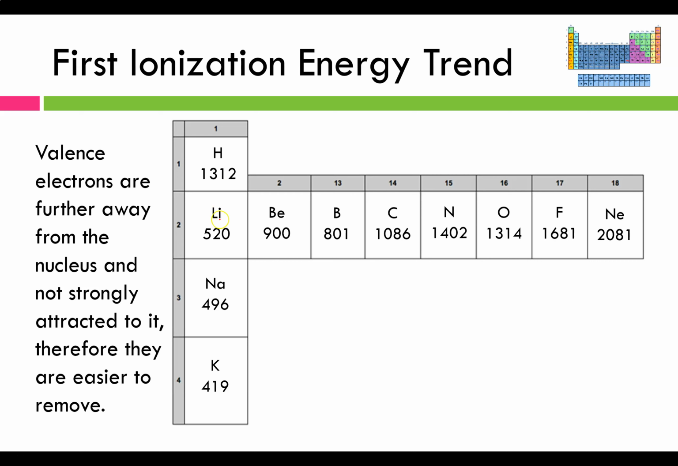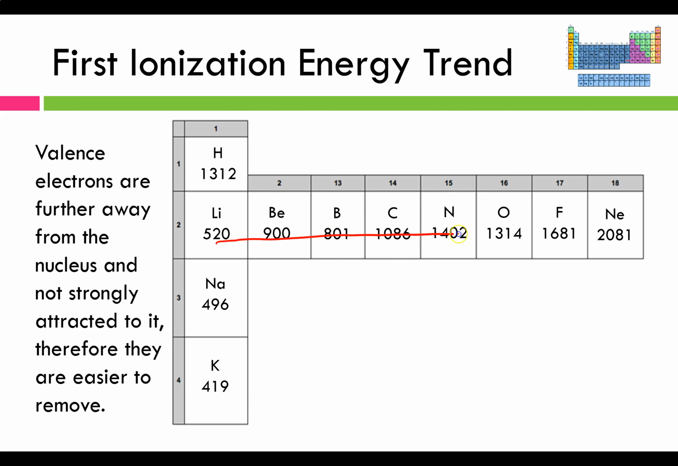We know as we go down a group, atomic radius increases. So those valence electrons are further and further away from the nucleus. Since they're further away from the nucleus, they're not as attracted to it, so it's going to require less energy to pick one off. So down a group, first ionization energy decreases. The valence electrons are less attracted to the nucleus because they're further away.